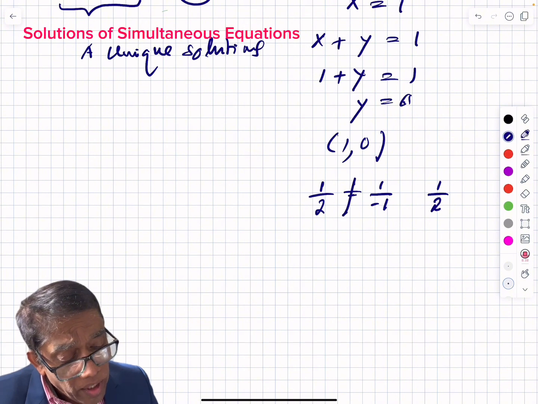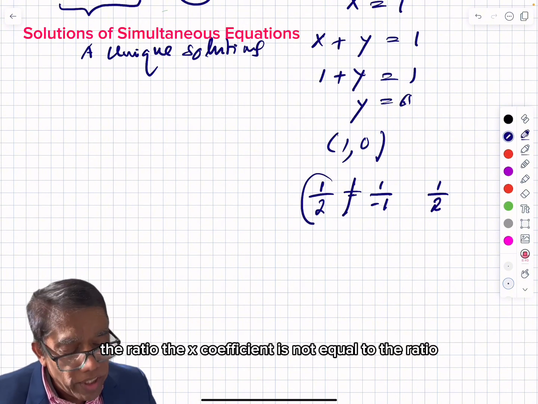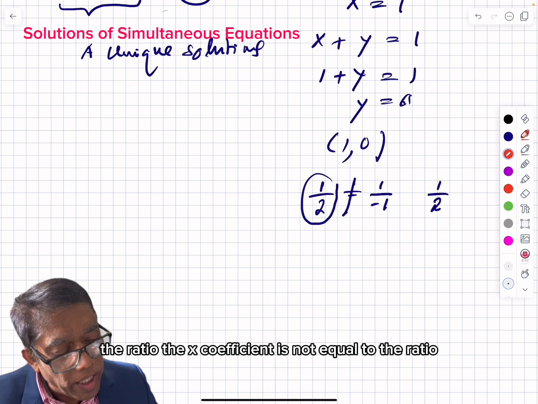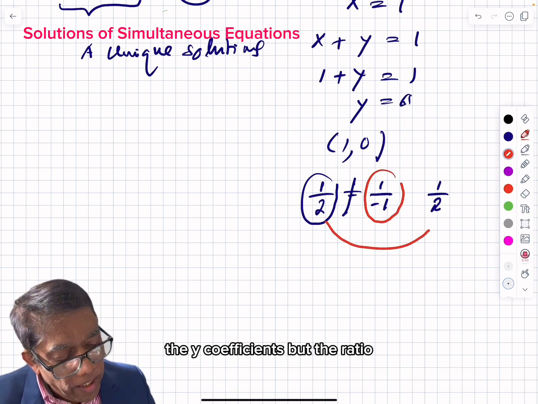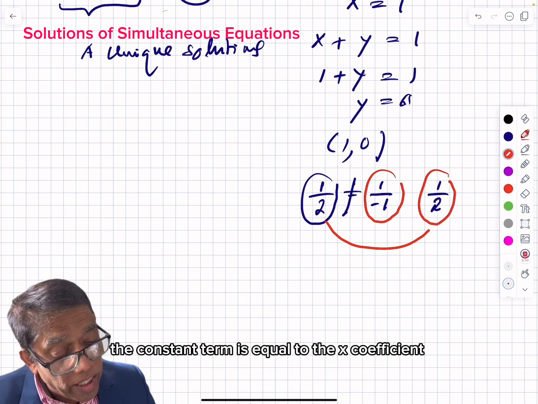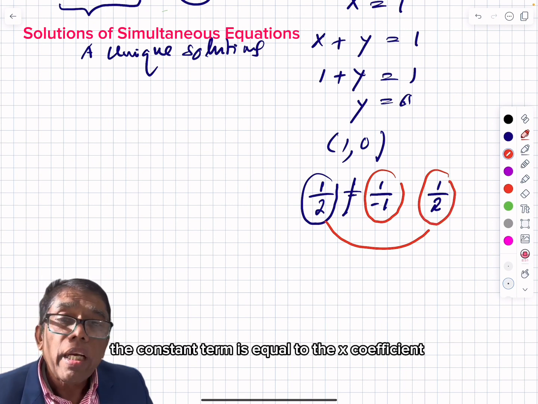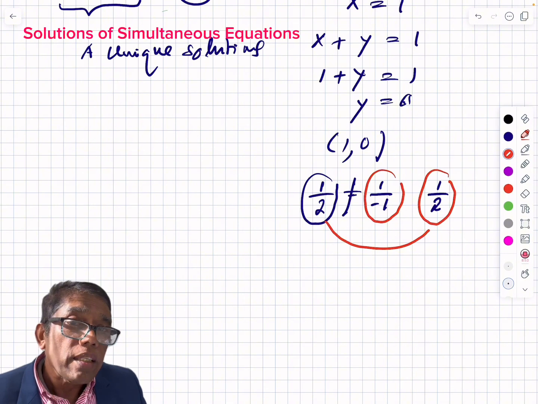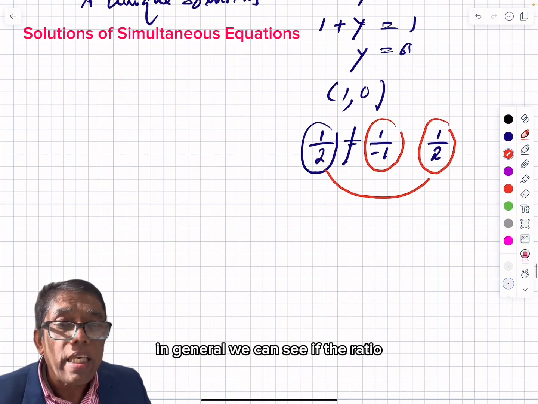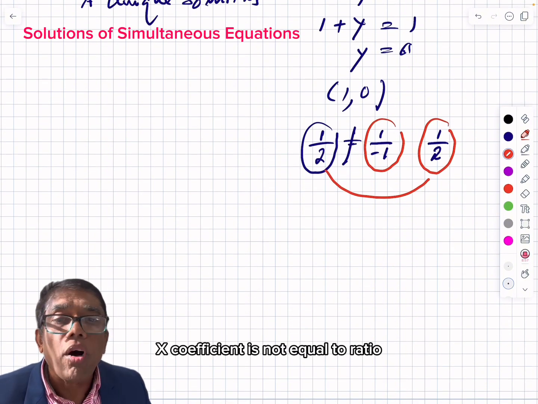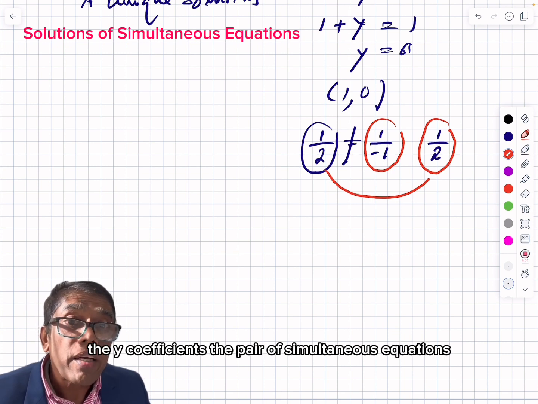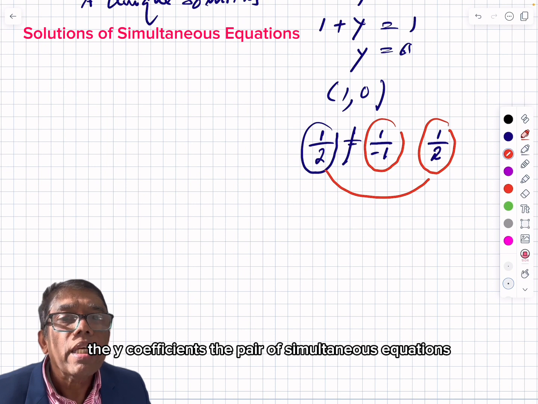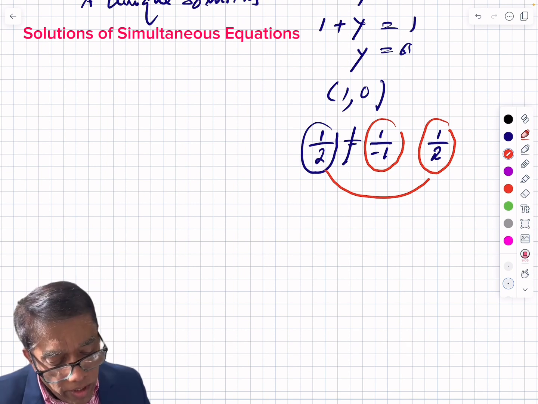However, the ratio of the x coefficients is not equal to the ratio of the y coefficients, but the ratio of the constant terms is equal to the ratio of the x coefficients. In general, we can say if the ratio of the x coefficients is not equal to the ratio of the y coefficients, the pair of simultaneous equations does have a unique solution.